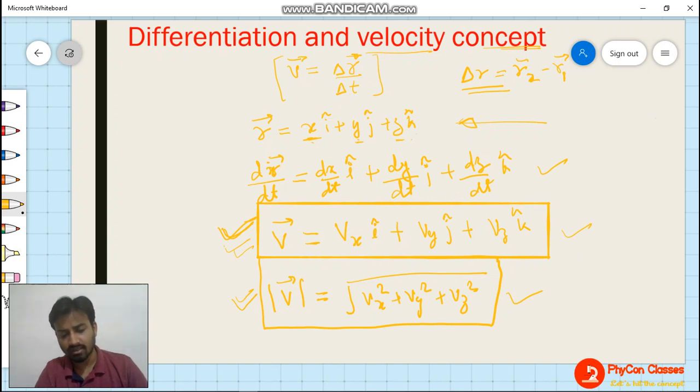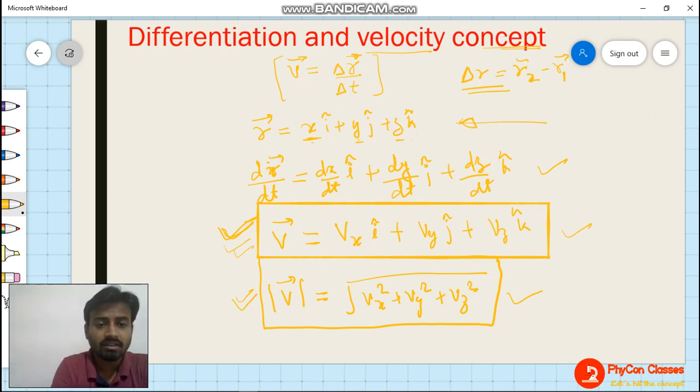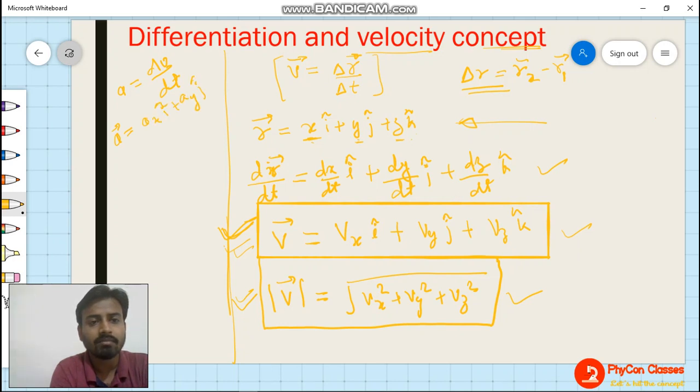So this was a small concept that I wanted to discuss. So we are done with this. Now similarly we can write for acceleration also. Acceleration is change in velocity by change in time. Do you remember? Similarly, acceleration can be written as ax i cap plus ay j cap plus az k cap. Exactly what we have done for velocity, the same thing we can write with acceleration also. Mod of acceleration will be under the root of ax square plus ay square plus az square.